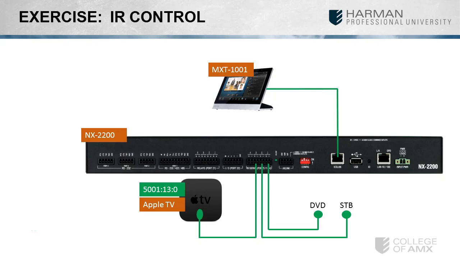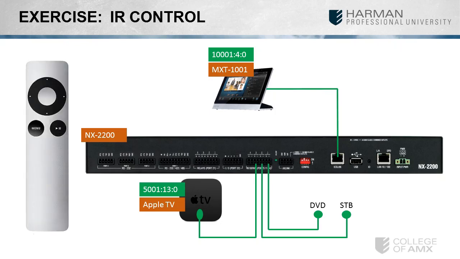10.0.0.1.0. In earlier exercises, a DVD UI control page was assigned port 2 on the touch panel, and a set-top box was assigned port 3. Therefore, I'll reserve port 4 for the Apple TV's control UI and set the device identifier as 10.0.0.1.4.0. Using the remote as a reference, the buttons of which we will be replicating on the Apple TV's UI control pop-up page.